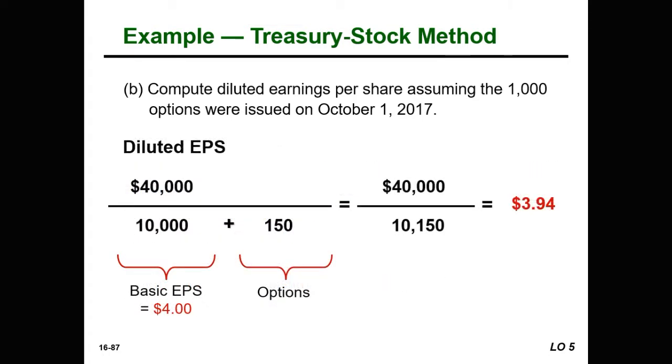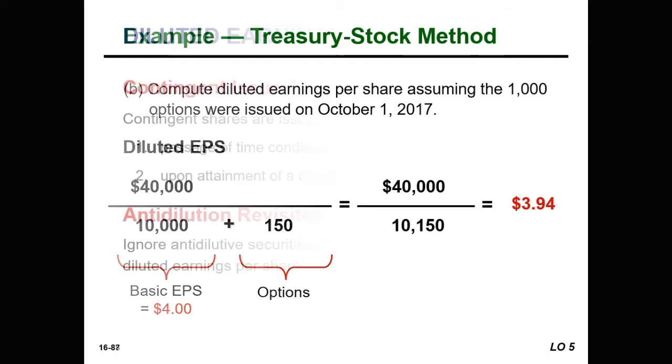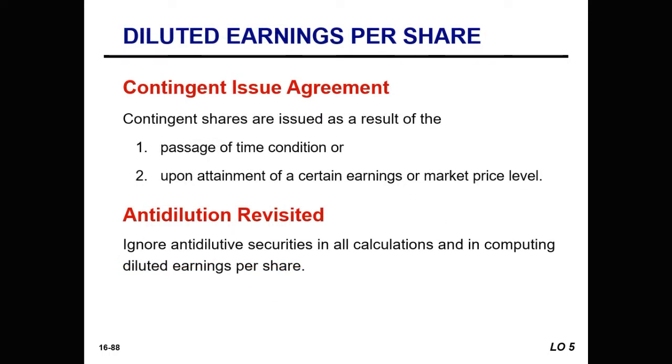When we change the options to 150, we now have $40,000 divided by 10,150 for diluted EPS of $3.94.